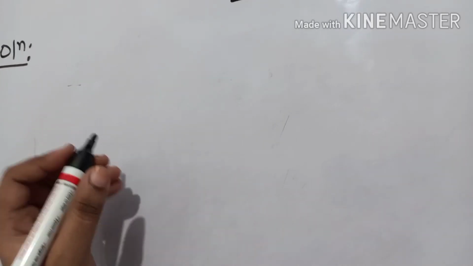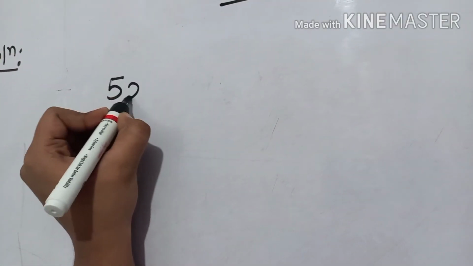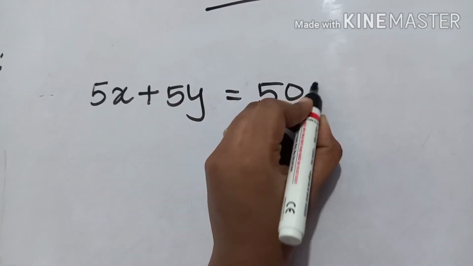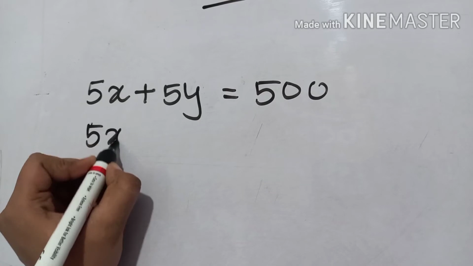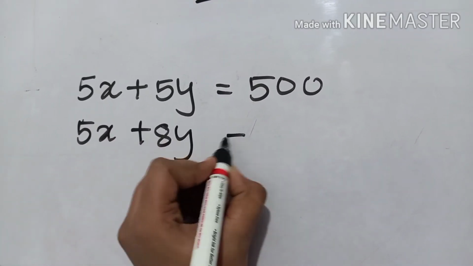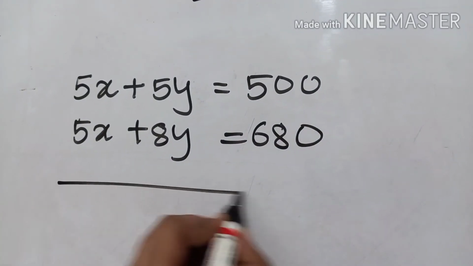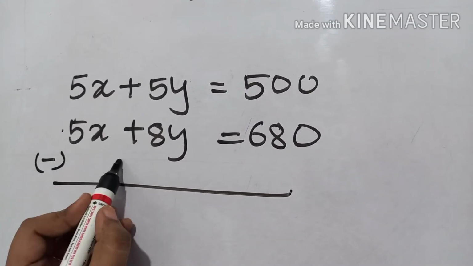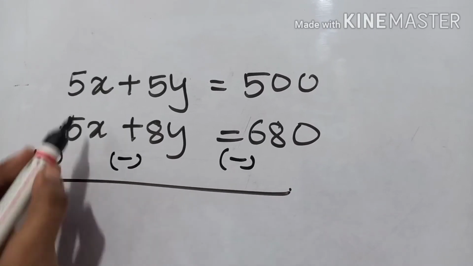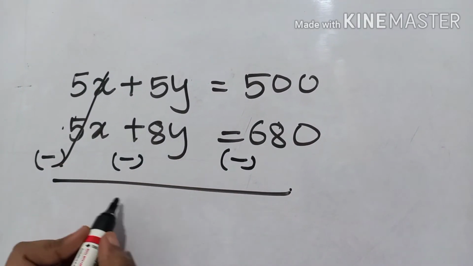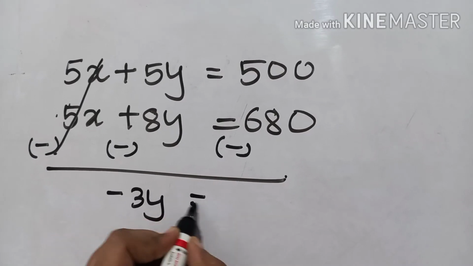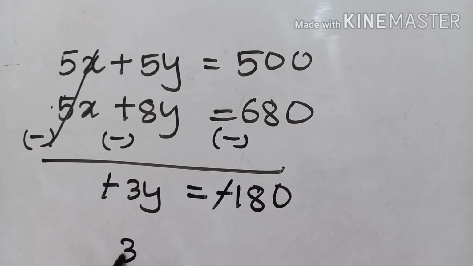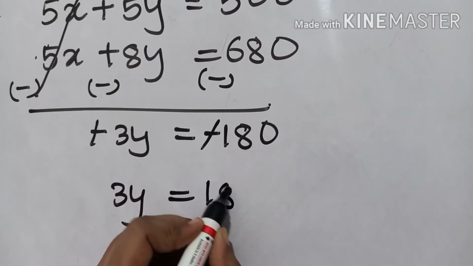Now we have both equations. The first equation is 5x plus 5y is 500, and the second equation is 5x plus 8y is 680. Now, applying subtraction, here it is plus so we consider minus, and here also minus. 5 minus 8 is minus 3y. 500 minus 680 is minus 180. Minus minus gets cancelled. 3y is 180.